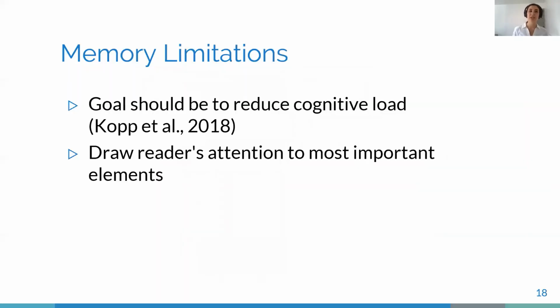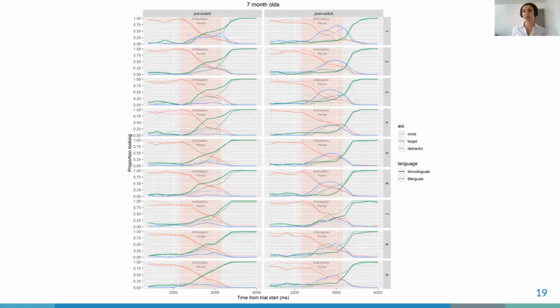And then lastly, memory limitations. So the goal for us as designers of these data visualizations should be to reduce the cognitive load for our readers. And this can be done by drawing the reader's attention to the most important elements of the visualization. So for example, here is again the first pass at a visualization. It's a little overwhelming to read, and so there's a lot that can be done to improve this visualization.